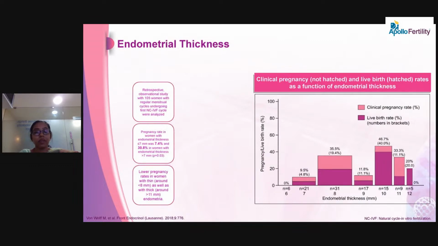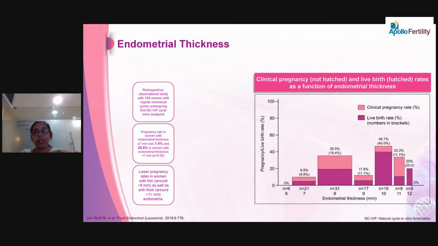Next, as we all know, endometrial thickness. We need to have a good endometrial thickness to achieve a pregnancy. So normally they found that around an endometrium of 8 to 9 mm, the pregnancy rates are good. The pregnancy rates were low when the endometrium was less than 7 mm, and again when the endometrium was more than 13 mm. So the ideal endometrial thickness that we look for is 8 to 9 millimeters.